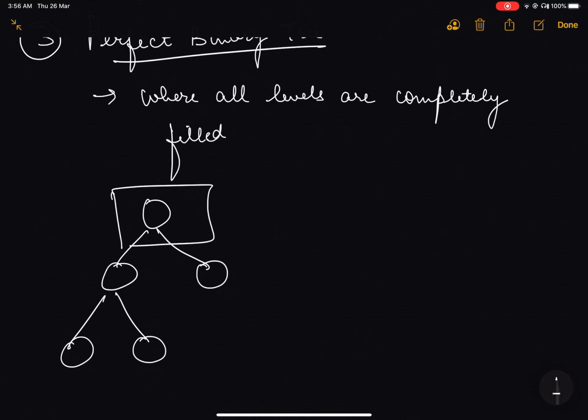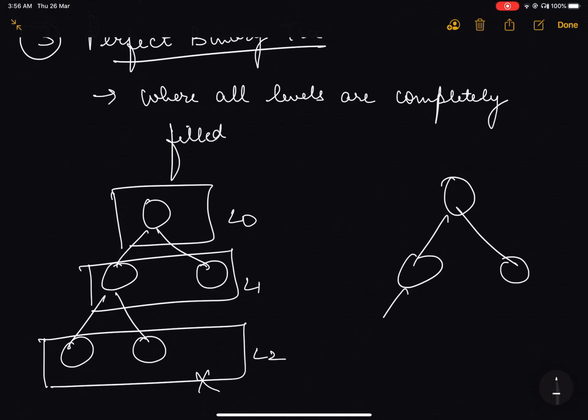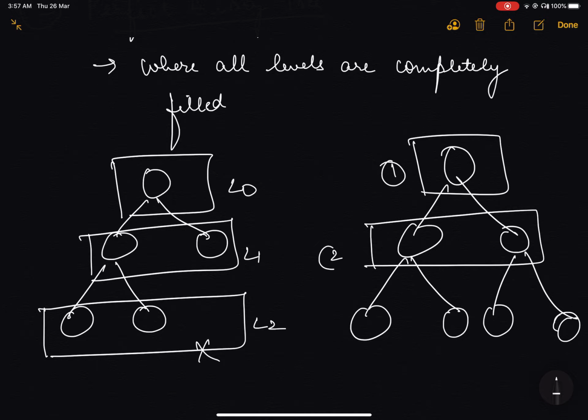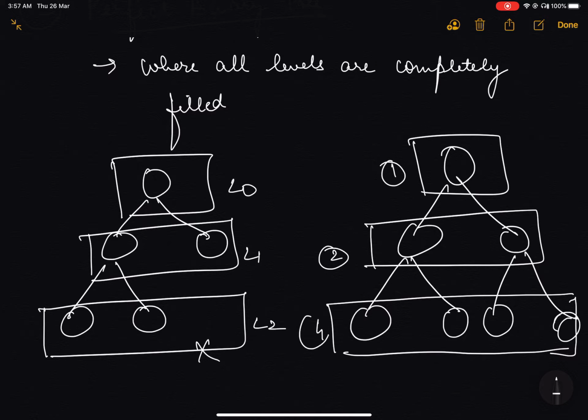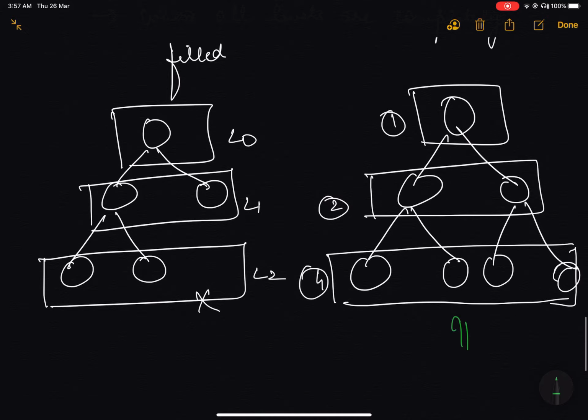No. It is easy to see that here, while the level 0 and level 1 are completely filled, the level 2 is not completely filled. Thus, this is not a perfect binary tree, whereas the tree that I just drew is a perfect binary tree. Here, the level 0 has 1 node, the level 1 has 2 nodes, and the level 2 has 4 nodes. Thus, all the levels in this particular tree are completely filled, and this is a perfect binary tree.